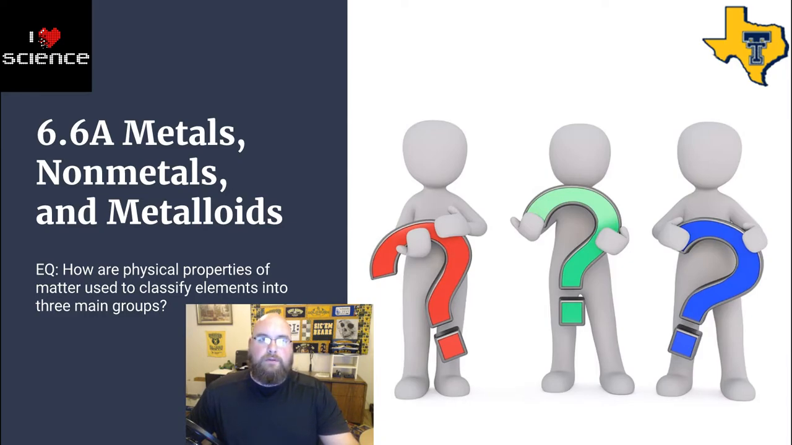Today we're going to be going through TEK 6.6a, Metals, Nonmetals, and Metalloids. Our EQ for today, or our essential question, is: how are physical properties of matter used to classify elements into the three main groups? So let's just jump into it.